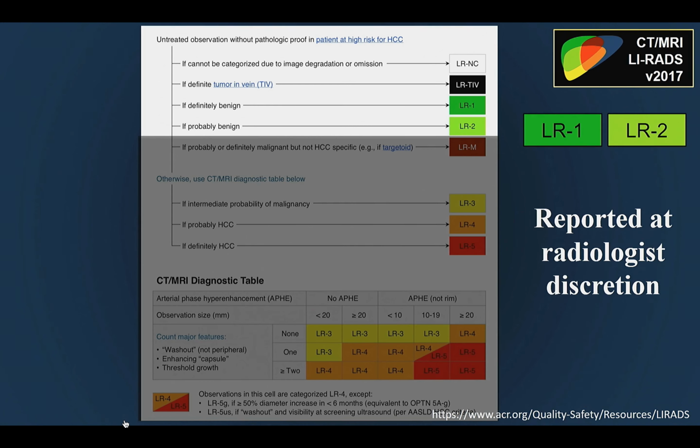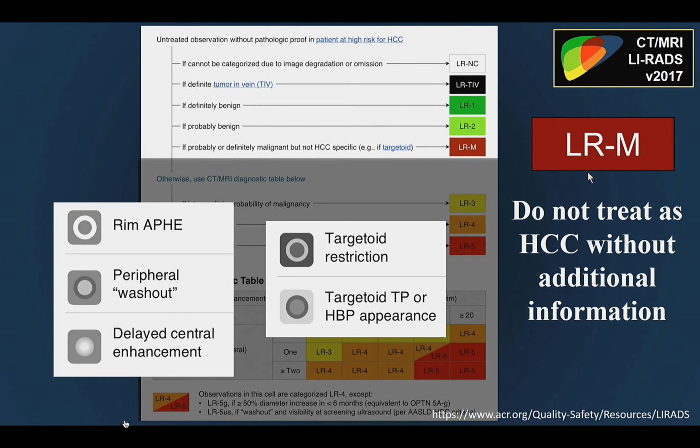Then you can therefore document that you have looked at it and decided it is a less degree of suspicion than it was previously. And that's usually the most useful application for these more benign type categories. And then LR-M, which has existed in prior versions of LI-RADS, but now we're giving you a little bit more guidance as to how to apply that category.